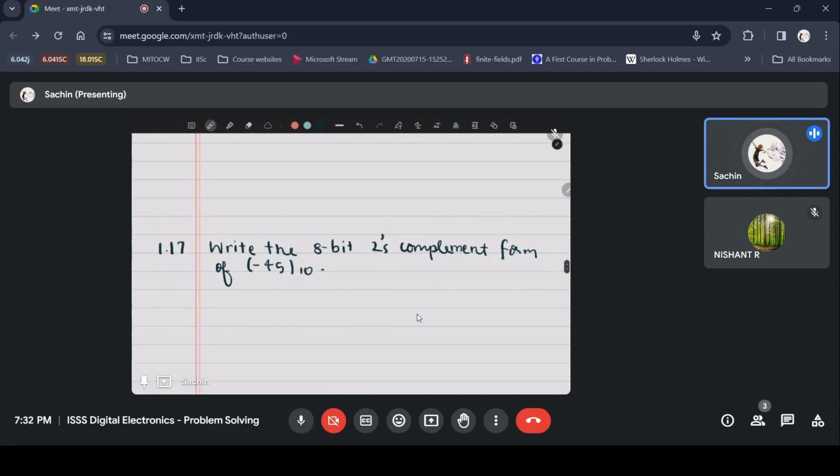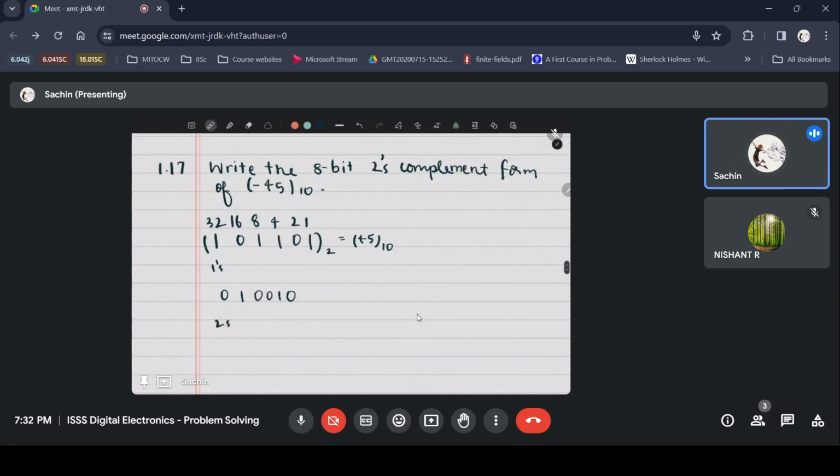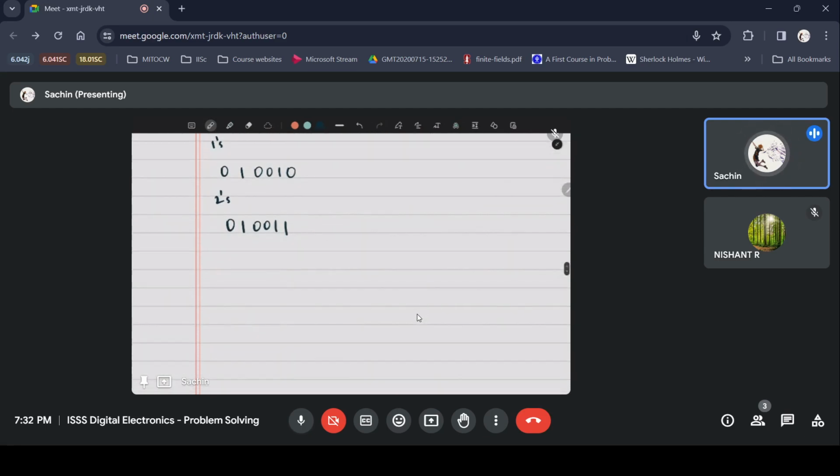Write the 8-bit 2's complement form of minus 45 base 10. Simple, just a drill. 1 2 4 8 16 32. It's 32 plus 8 is 40, plus 4 plus 1. That's 45. 1's complement 010010. 2's complement 010011. Alright, it's just for practice.